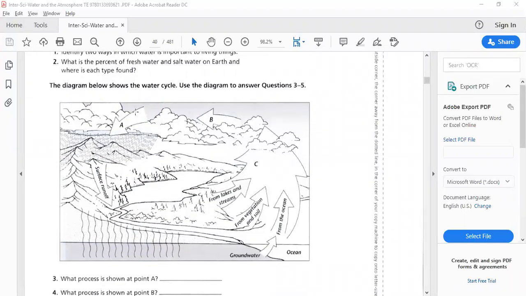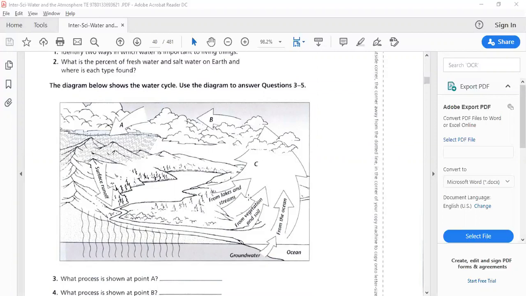Now let's get to this diagram here, guys. The diagram below shows the water cycle. Use the diagram to answer questions 3 to 5. As we see here, we get a surface runoff making a river and lake. And also, guys, we get some mountains here, a lot of clouds, the process A, the process B, and the process C.